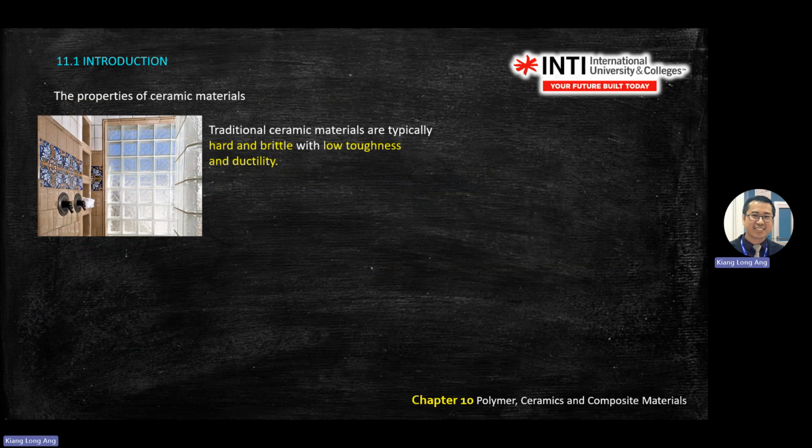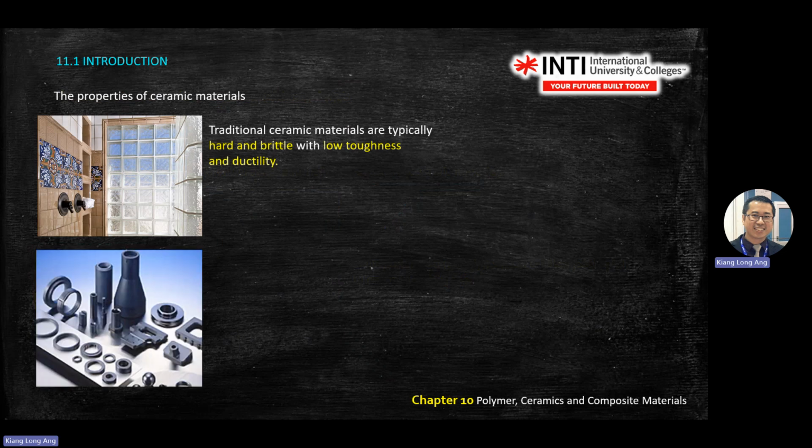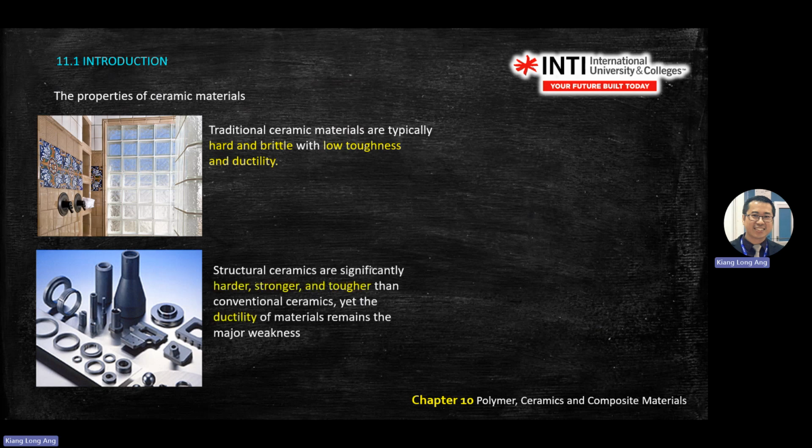Okay, properties of ceramic materials. You know that ceramic, the typical traditional one, is hard and easy to break. However, structural materials are hard and very strong compared to conventional ceramic. However, ductility of the material still remains their weakness, meaning they're easy to break in a certain direction.